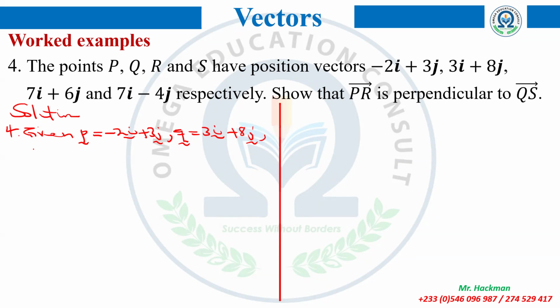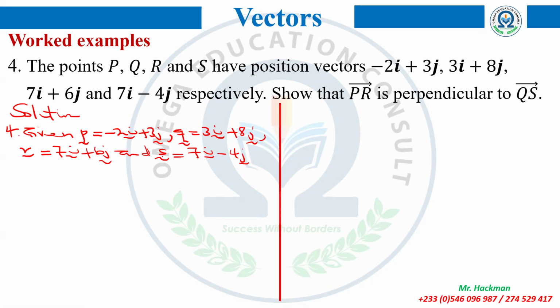Then I come down. The next one will be R, which will be 7i tilde plus 6j tilde, and the last vector will be S, which will be equal to 7i tilde minus 4j tilde.